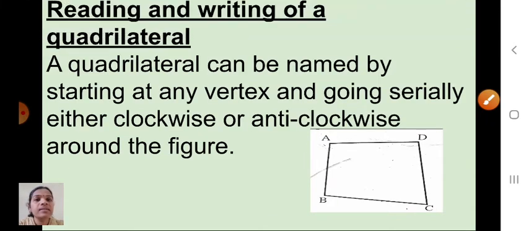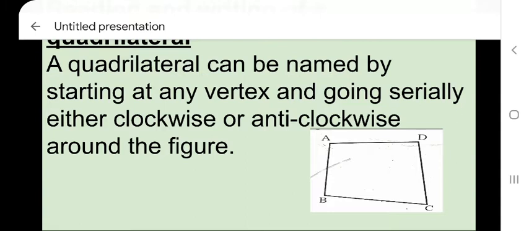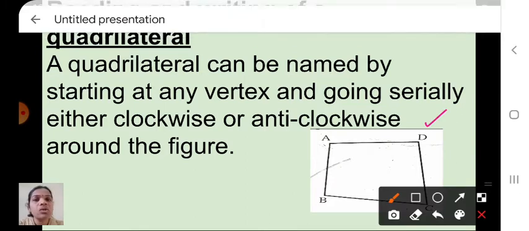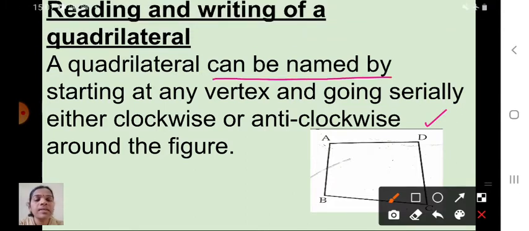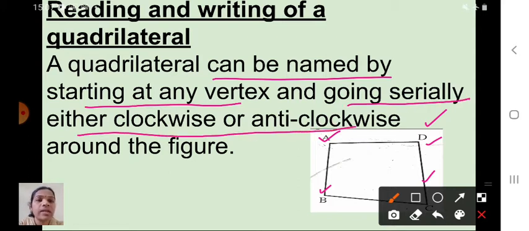Next one is, see here, reading and writing of a quadrilateral. How we have to read and write the name of the quadrilateral. Okay, here I have given one quadrilateral. A quadrilateral can be named by starting at any vertex. So here A, B, C, D, these are the vertices. So when you want to give a name here, you can start at any vertex, and go serially either clockwise or anti-clockwise.